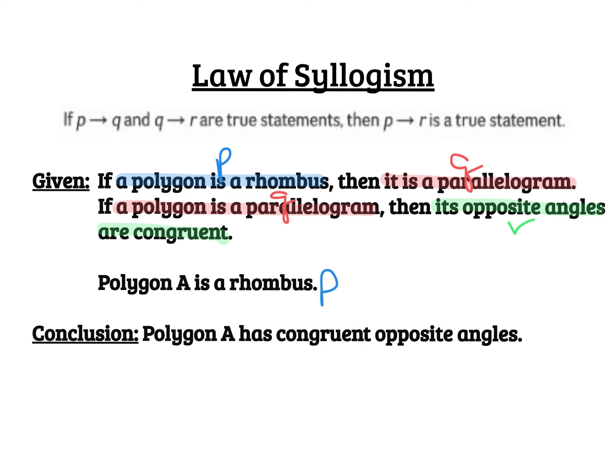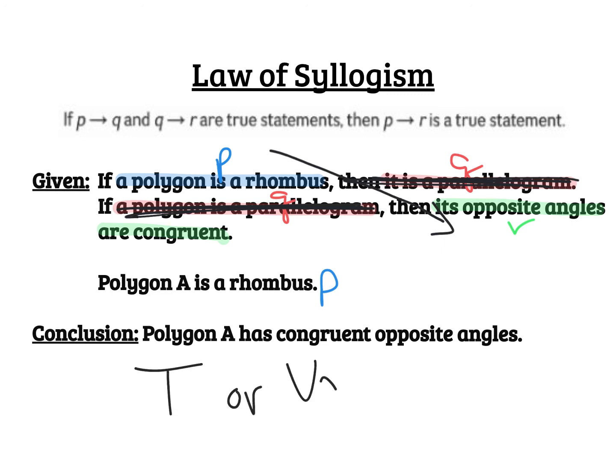Well, I'm going to ignore Q and go straight from P to R. Its opposite angles are congruent, and that is what it's saying. So yes, this is true. Or if you want to say valid, because we're going from P to R. We're skipping Q altogether, and we're concluding if you have a rhombus, then the opposite angles are congruent.